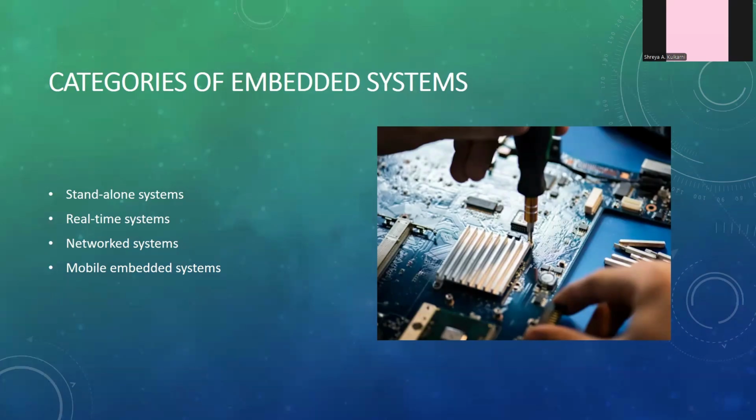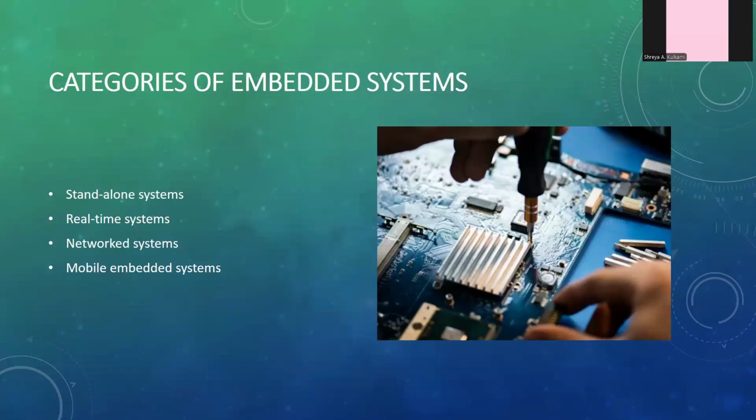Next is real-time embedded system. In real-time embedded system also there are many types. So hard real-time embedded system, then soft real-time embedded system, firm real-time embedded system. We'll be looking at each one of it in the later slides. Then is networked embedded system. In networked embedded system, multiple embedded systems are connected and data exchange happens between those systems.